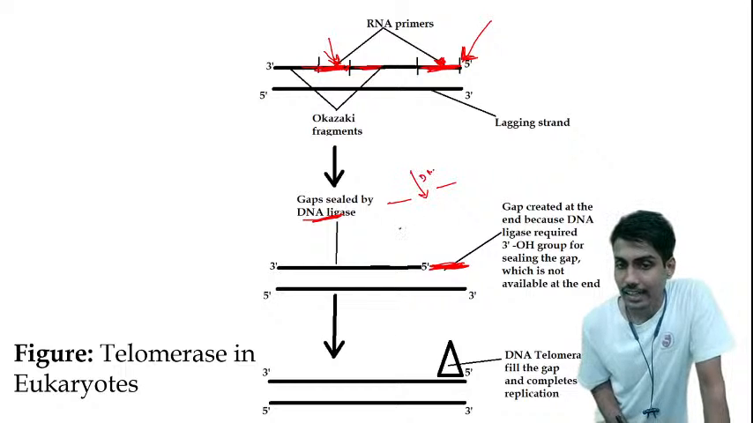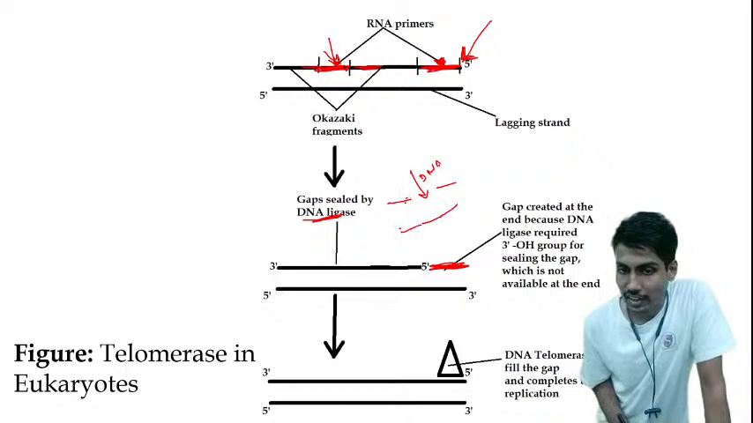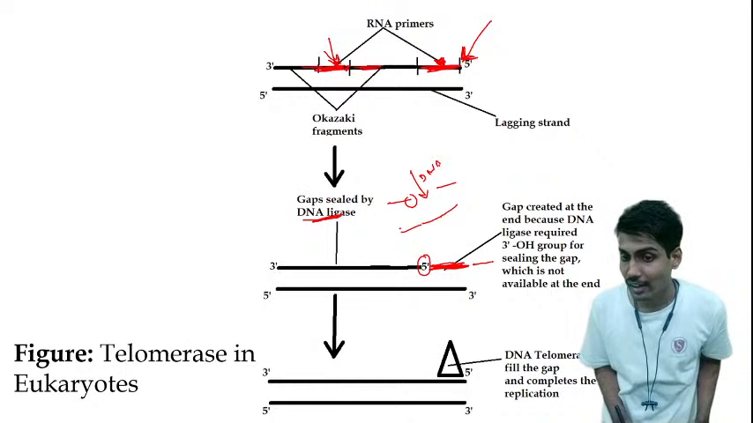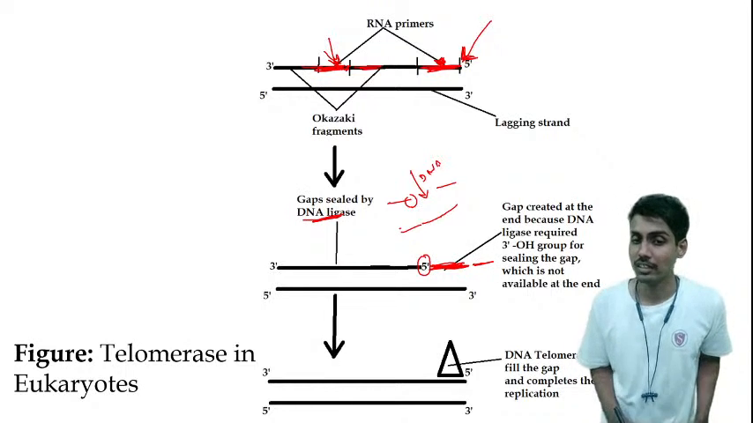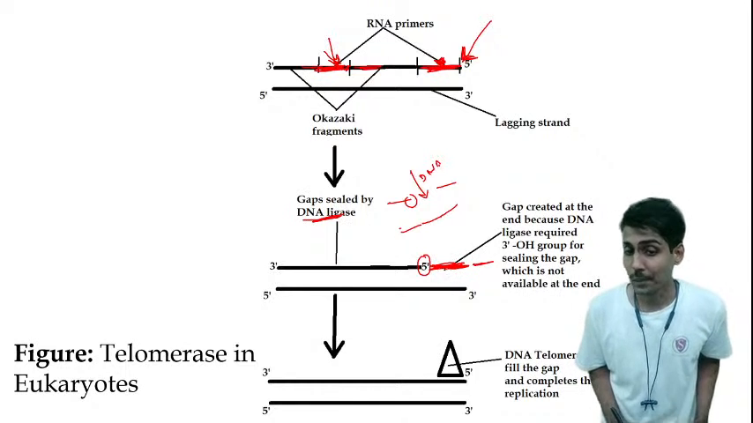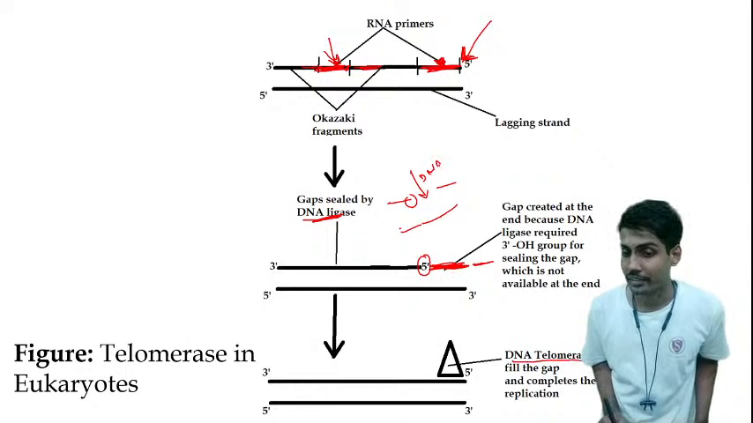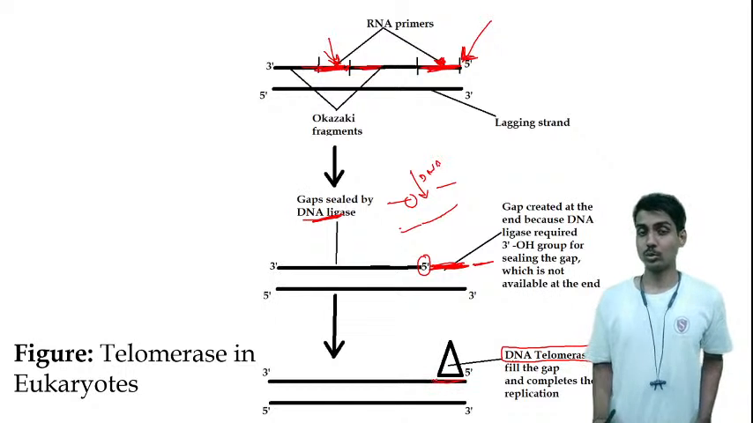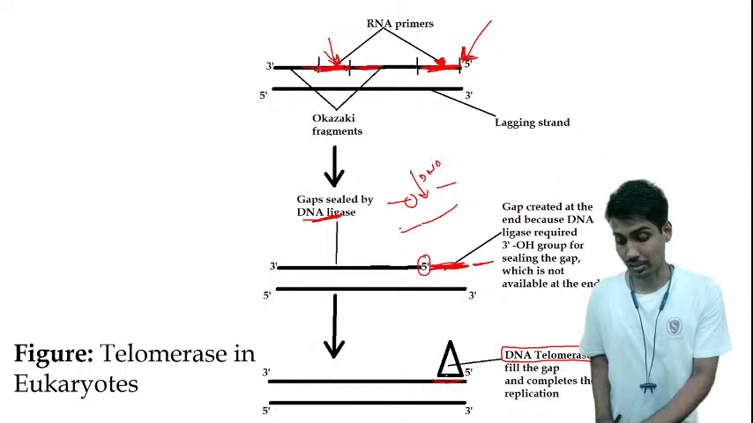When the DNA ligase is attaching, it is also filling a gap between these two. So at the end, only one 5 prime end of an Okazaki fragment is available. As there is no second end of a next Okazaki fragment, the DNA ligase cannot fill this gap. So to replicate these end parts of the DNA, there is another enzyme called DNA telomerase. DNA telomerase will replicate the end strand of DNA, completing the entire DNA replication in eukaryotes.